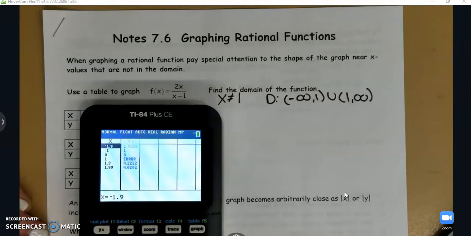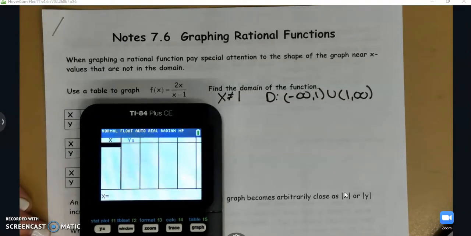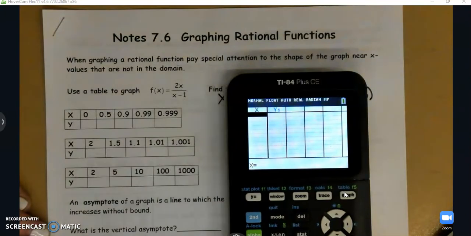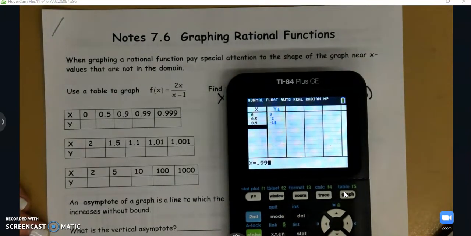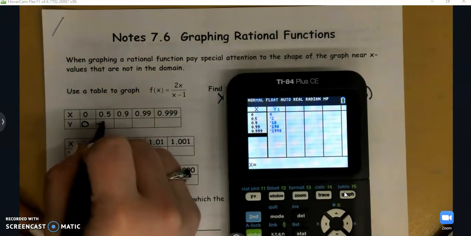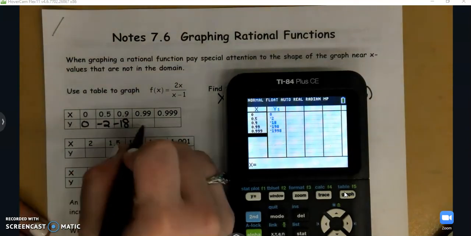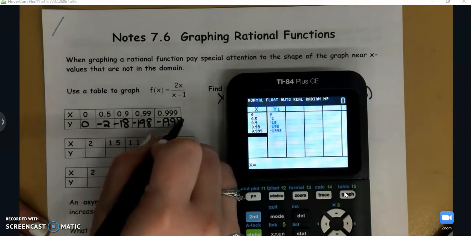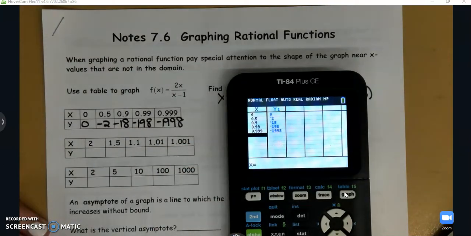Then we're going to go to our table, and I'm going to delete the values that are currently there. And we're going to first start by doing this table at the top here. So you're going to type in these x values: 0, 0.5, 0.9, 0.99, 0.999. So we're getting from 0 closer and closer to the number 1. And if we look at these y values, they are getting bigger in the negative direction. So they're going towards negative infinity. So that's between 0 and 1.